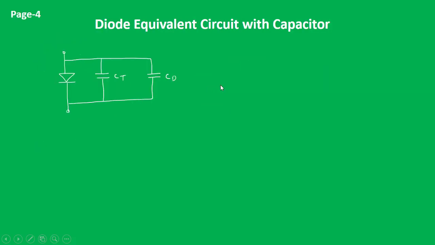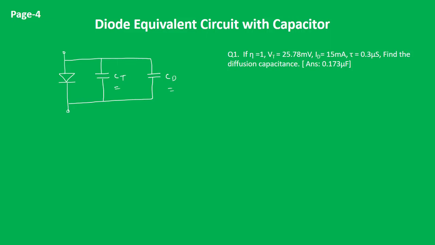If we draw the equivalent circuit in terms of capacitance of a diode, we can say that the diode is in parallel with the transition capacitance and diffusion capacitance. So this is the equivalent circuit of the diode in terms of capacitor.